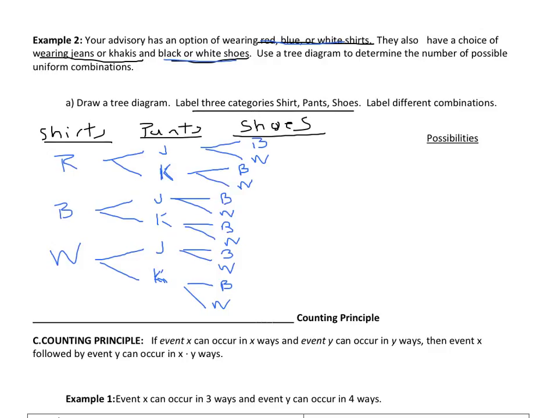Now, what are the number of possibilities? Remember we talked about the last branch, right? This branch right here tells you the number of total different combinations you can have, the total different number of possibilities. So if I count up this last branch, I have 1, 2, 3, 4, 5, 6, 7, 8, 9, 10, 11, 12. There are 12 possibilities.